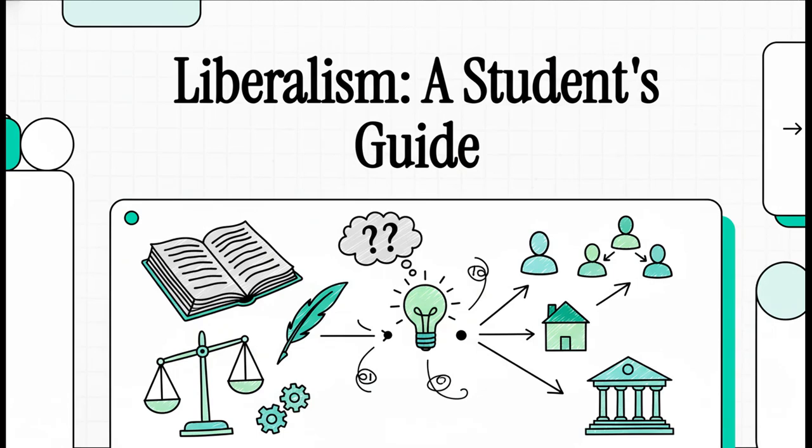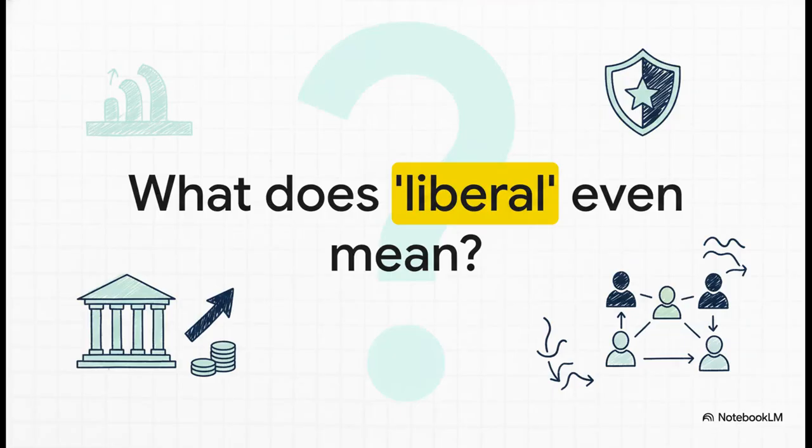All right, welcome. So if you're studying political science, liberalism is a word you are going to hear over and over again. But what does it actually mean? It's a tricky one because it can describe someone who loves free markets and someone who supports a big government. In this explainer, we're going to break it all down, untangle that confusion, and look at liberalism's origins and its two major competing branches. So let's start with that big question.